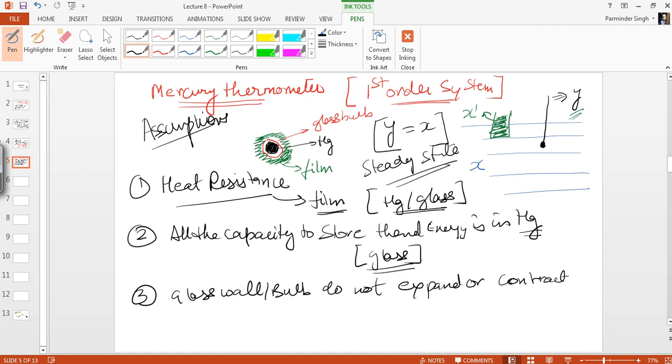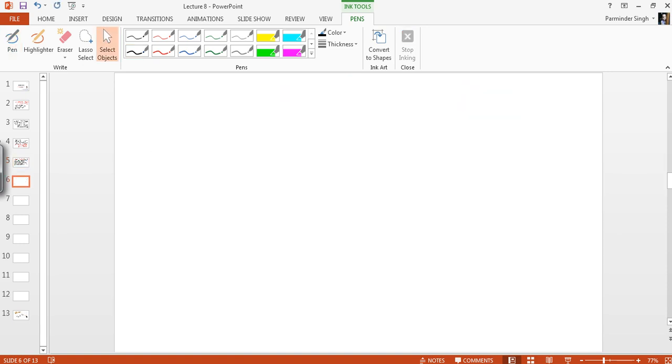Whatever the heat resistance is there, that is taken by the film, right? That is called lumping. All the capacity to store heat will be there in the mercury. That means whatever the heat transfer occurs because of the surrounding temperature changes, that will be purely by the mercury only. Glass does not provide any film resistance. Clear? So the entire thing is stored in the mercury. The third is the glass or the bulb does not expand or contract. Now based upon this, let's analyze this.